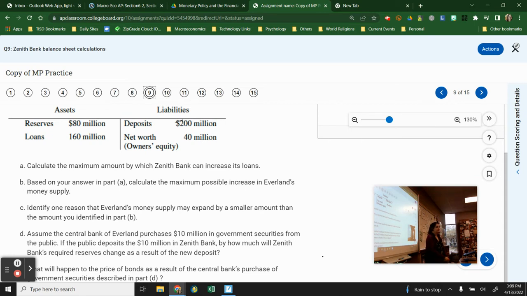Their net worth isn't zero, is it? What do we do with that? Nothing. You didn't have to do that. It just means that the asset side is going to be $40 million more than the liability side, which it is, right?